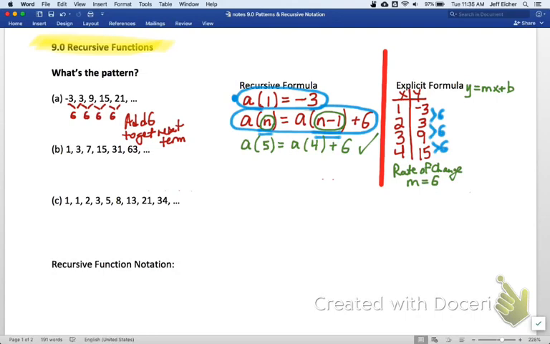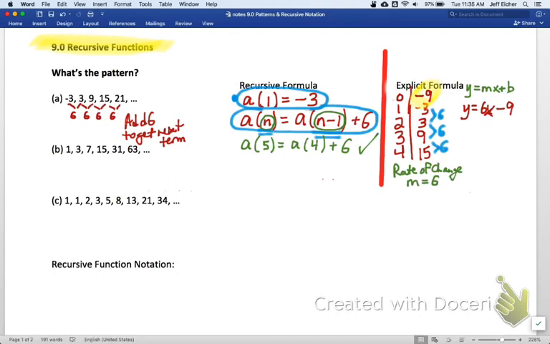of thinking. The y-intercept is whenever the x is 0, what the y equals. So what does the y equal? Well, if we keep going backwards by 6, we'd have what, -9? So subtract 6, -3 minus 6 to get -9. So it looks like our explicit formula would be y equals 6x minus 9.